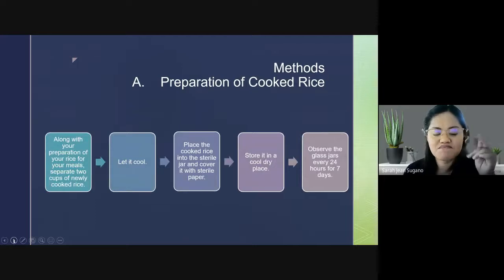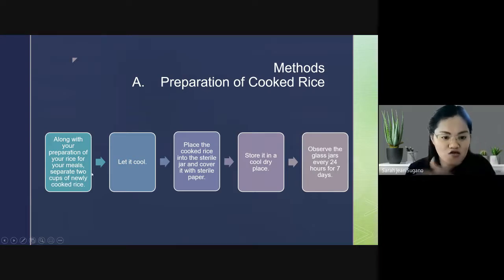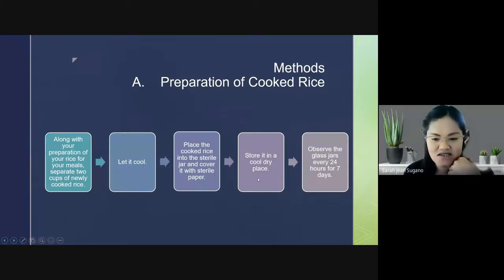So these are the preparation of the cooked rice. Along with your preparation of your rice for the meal, separate 2 cups of newly cooked rice and let it cool. Okay, let it cool, and then after that, place the cooked rice into the sterile jar and cover it with a sterile paper. Okay, and then store it in a cool, dry place, so that your siblings will not damage it, kanang dili siya hilabtan. You just have to secure it in a safe place, but in a cool, dry place.